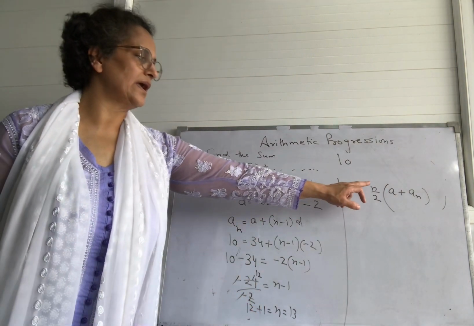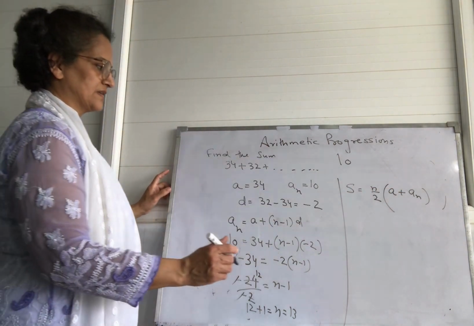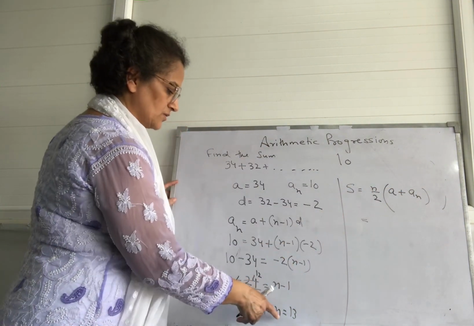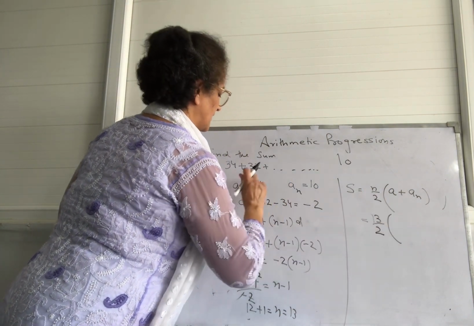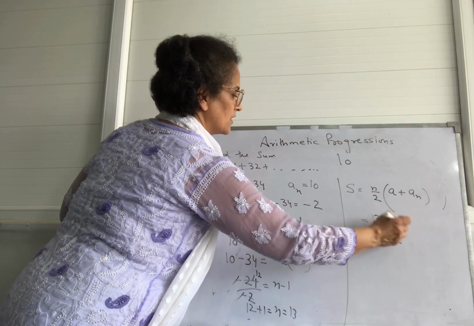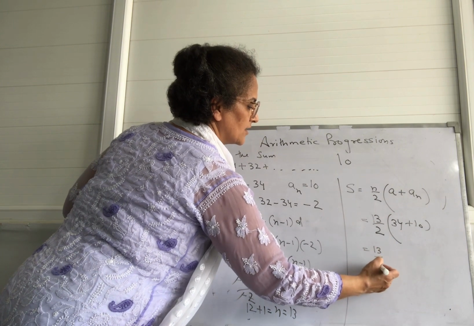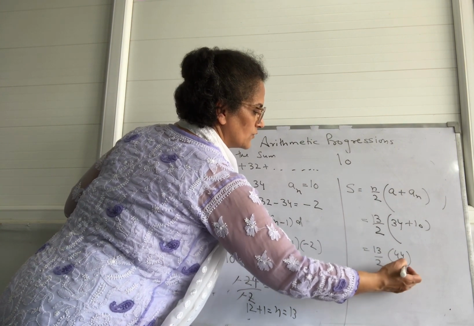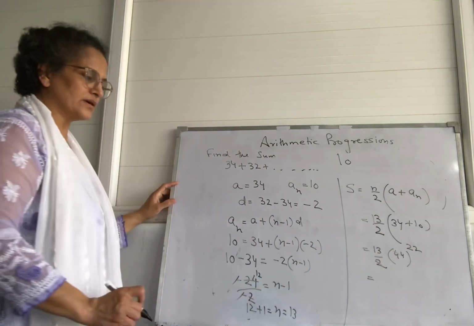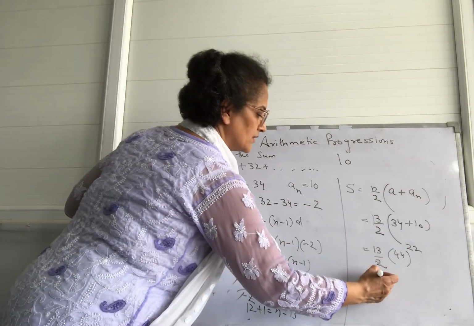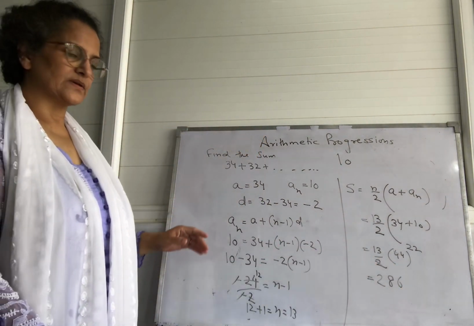Now I have n, I have A, I have AN, I can find the sum. So let's put in the values. n was 13, A was 34, AN was 10. So I get 13 upon 2 times 44. You can cross it out, and when you multiply 13 and 22, you get 286.